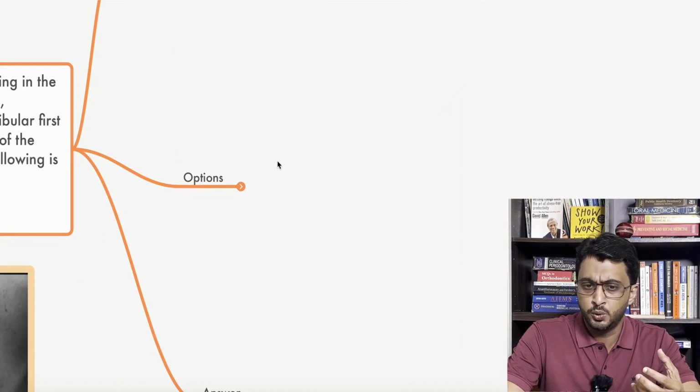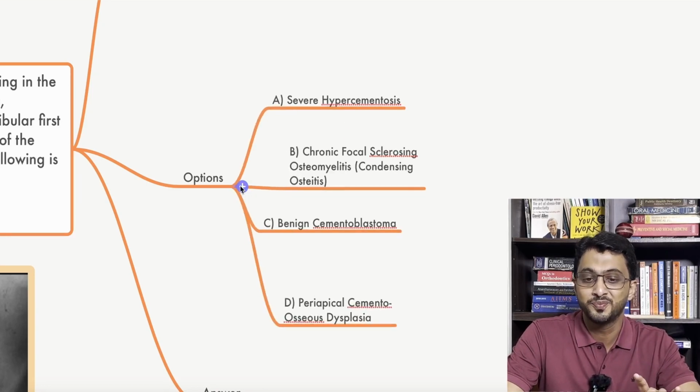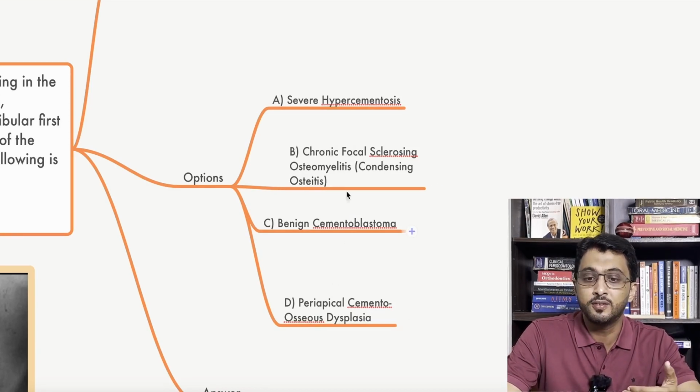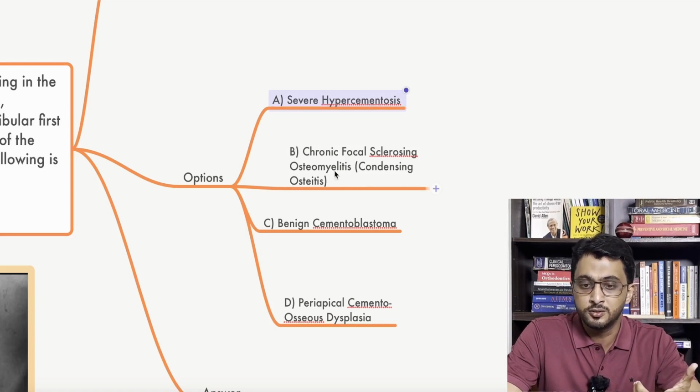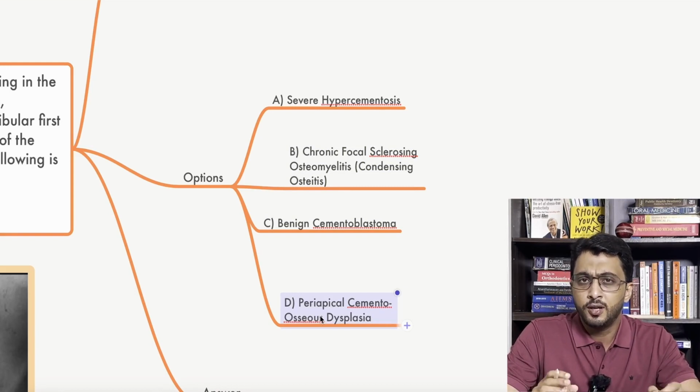Now you go to the options. Don't try to come to a conclusion about which lesion it is. The answer is there in front of you, out of these four. So right away jump to the options if nothing clicks. It can be either severe hypercementosis, condensing osteitis, the other name of chronic focal sclerosing osteomyelitis, benign cementoblastoma, or periapical cemento-osseous dysplasia, which is the other name for cementoma. So definitely you need to learn them, then only it will click. Blindly it won't click. So basically it's a description for benign cementoblastoma.